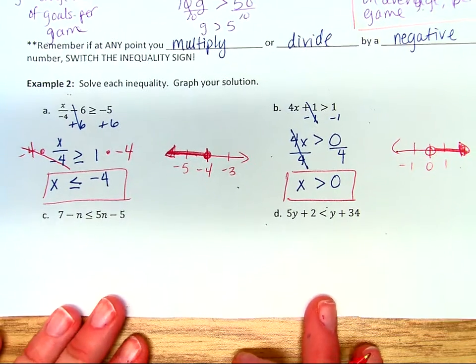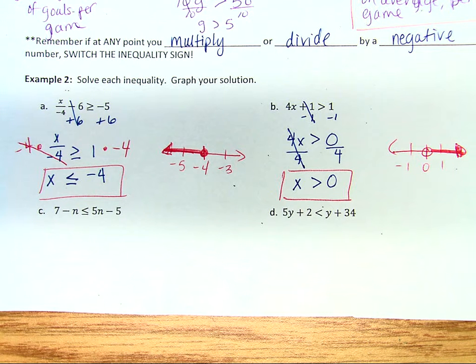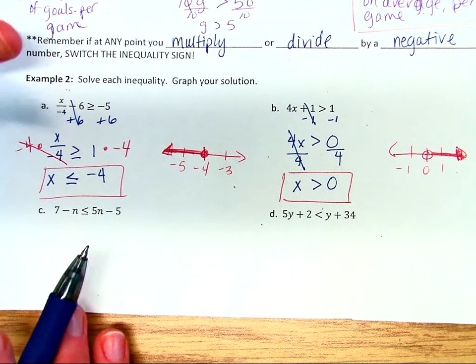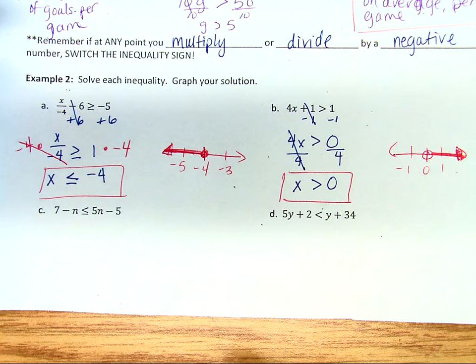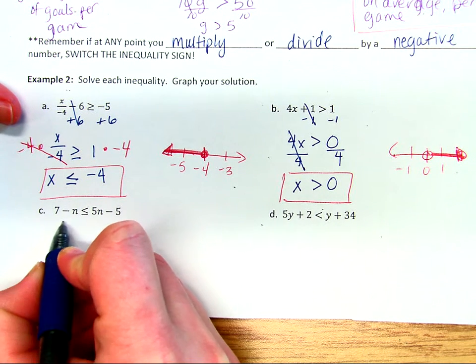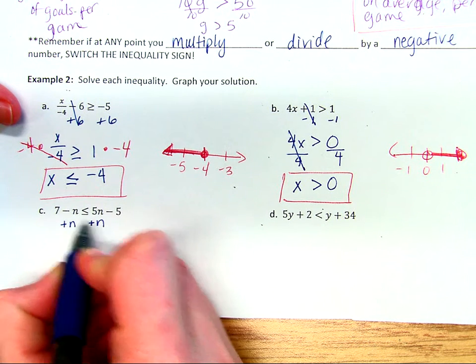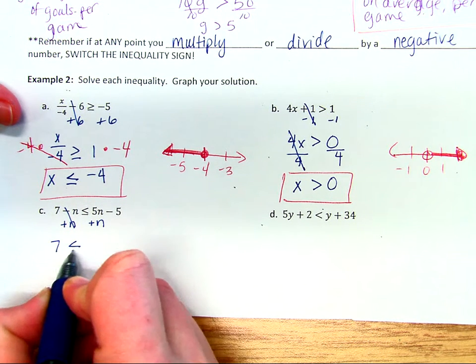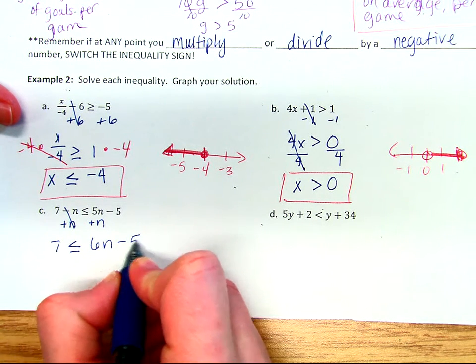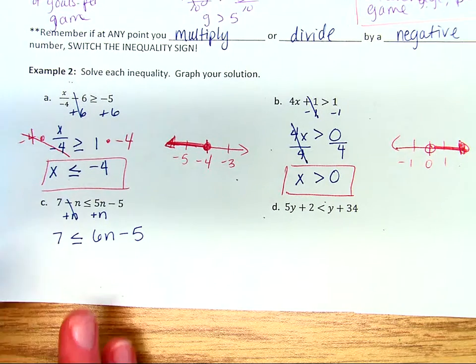Okay, moving on. Part C, I have 7 minus n is less than or equal to 5n minus 5. It looks like I have variables on both sides, but that's okay. We know how to solve those equations, therefore we can solve these inequalities. I want to get all the variables on one side and all of the constants on the other. So I'm going to start by getting all my variables on one side. I'm going to try to get my n's over here. Right now I have minus n, so I'm going to add n to both sides. So I have 7 is less than or equal to 5n plus 1n is 6n. Then I leave the minus 5 alone because I haven't done anything with the constants yet.